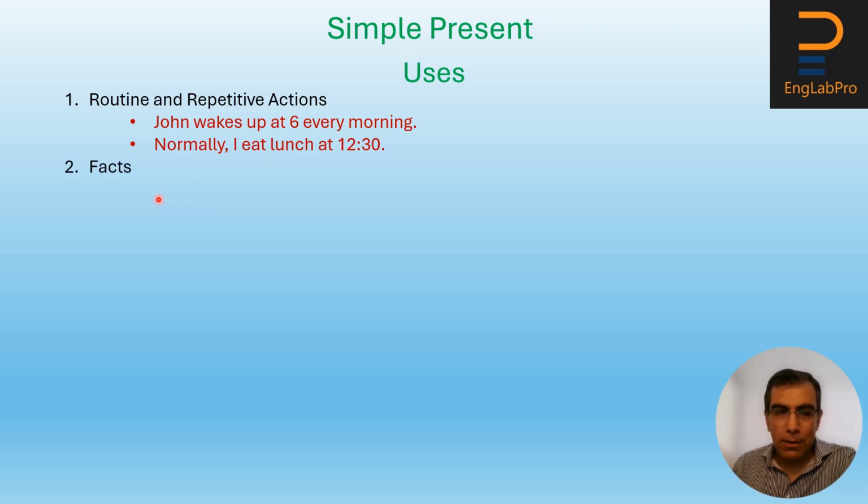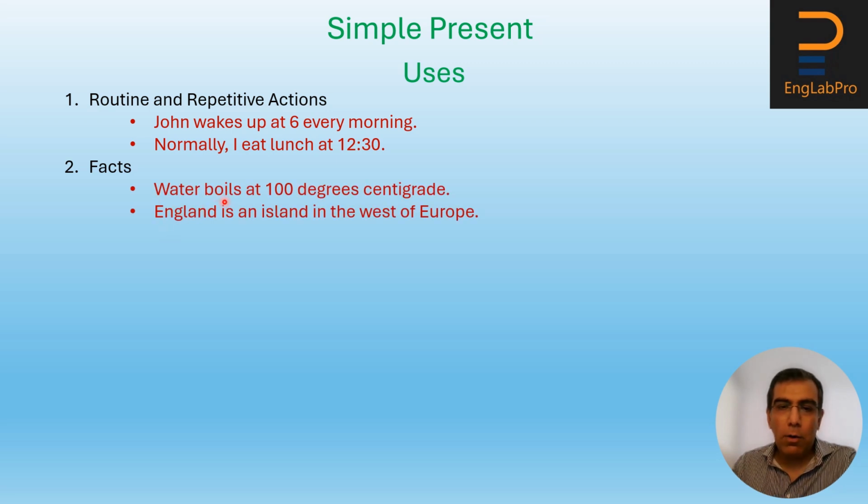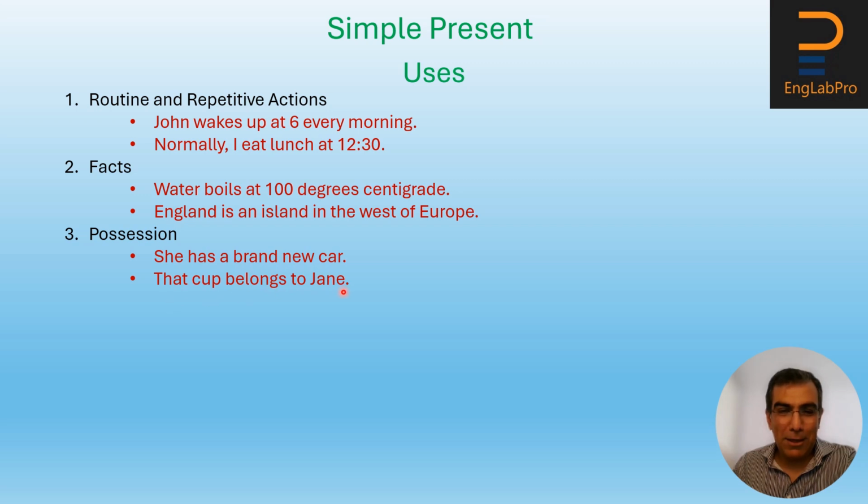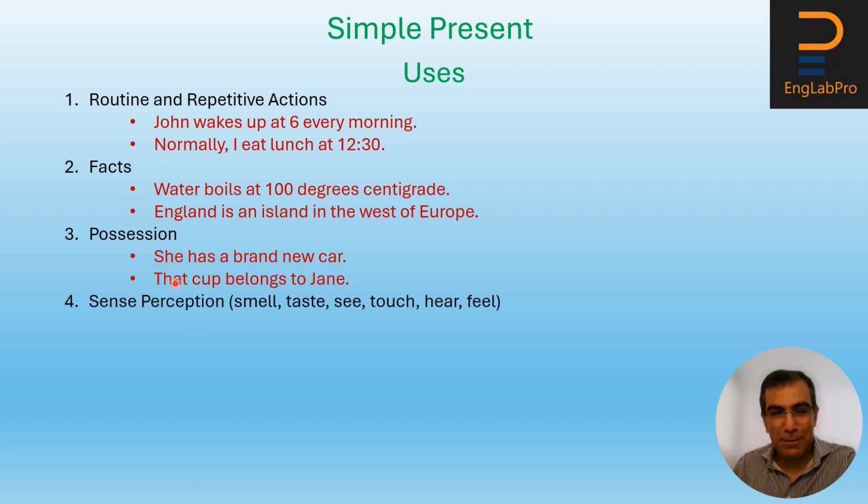The next one is facts. Water boils at 100 degrees centigrade. England is an island in the west of Europe. You see, these are the things that everybody knows. Next one is possession, when somebody owns something. Like she has a brand new car, that cup belongs to Jane. I mean, for possession, for ownership, we use simple present.